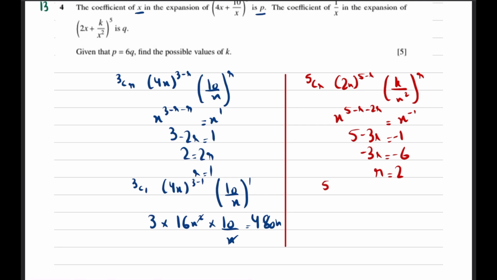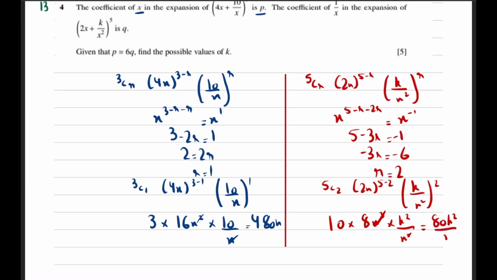Once you get r, let's plug in 5C2, 2x to the power 5 minus 2, k upon x square to the power 2. So 5C2 is 10, 2 cube is 8, x cube into k square and x power 4. Right, bache? So I cancel this, I cancel this. What do I get? 80k square upon x.